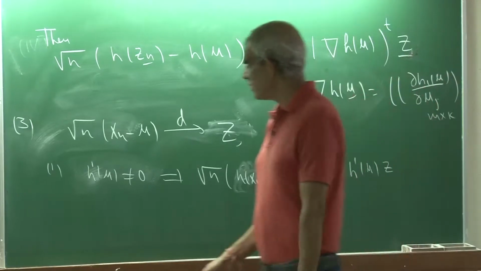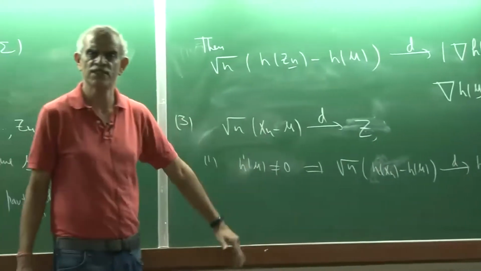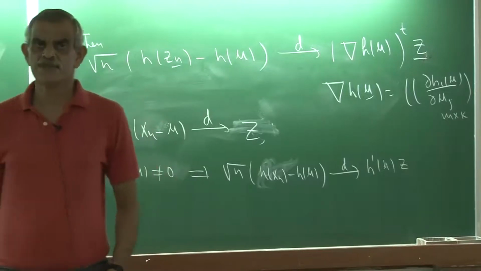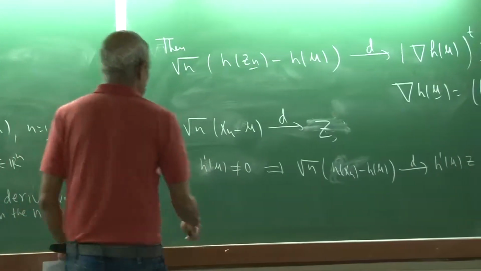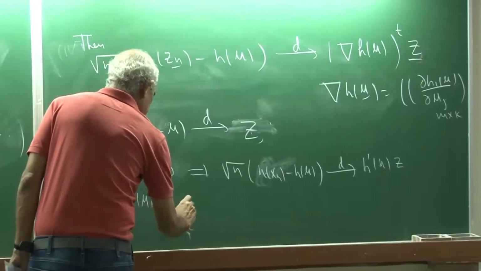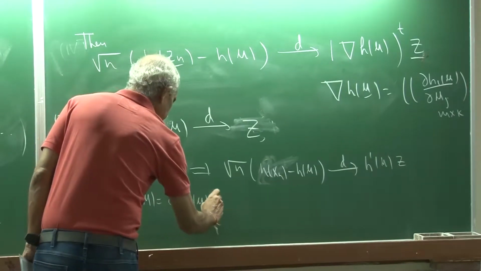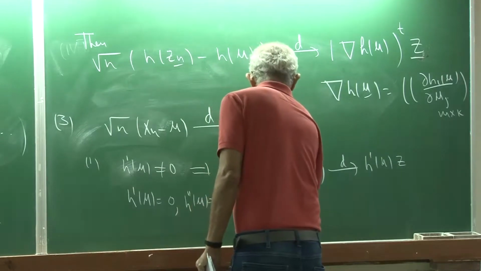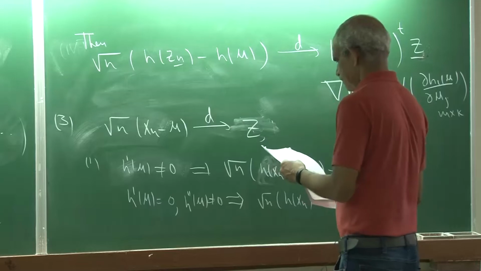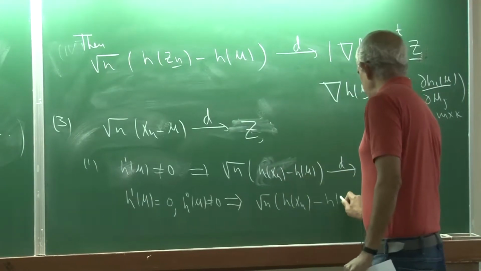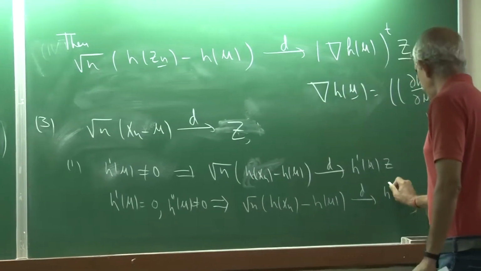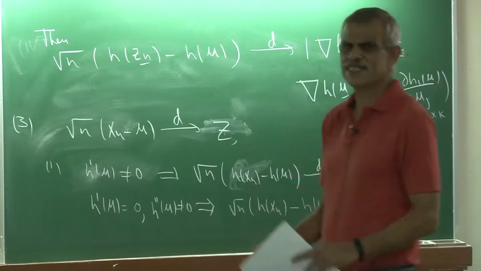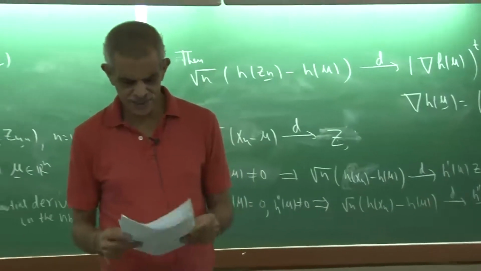So to get a non-degenerate distribution, what I should do is, because if you recall the proof is based on a Taylor series expansion. So h prime mu is 0, that means first order Taylor series expansion will not suffice. I'll have to go to higher order Taylor series expansion. So if h prime mu is 0 and h double prime mu is not 0, this would imply that n (h of xn minus h of mu) goes in distribution to h double prime mu by 2 times Z squared. This is how the Taylor series expansion comes, because of 2 factorial and Z square. So the proof, as I said, is simple. It is just based on Taylor series expansion.